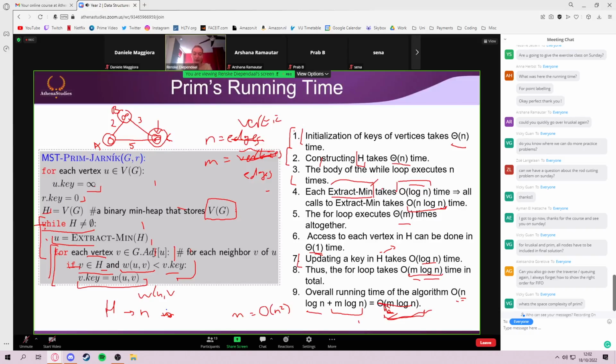Or like the minimum spanning tree basically. So you have this H plus the tree that we have. It kind of depends on how you store the tree. If you use the adjacency list like we did before, it's going to be n plus m. If you use the matrix, it's going to be n squared, etc. So I hope this is more clear now.